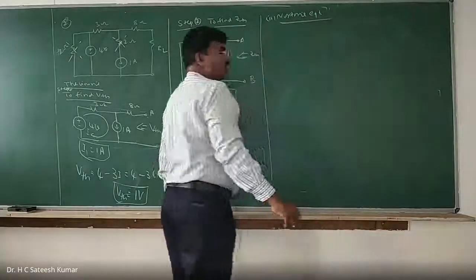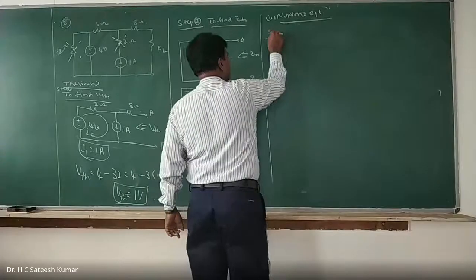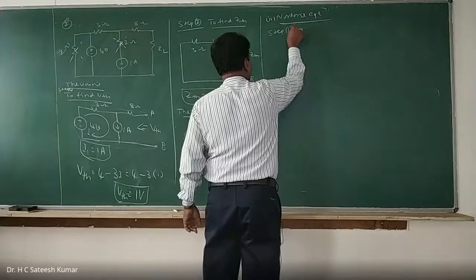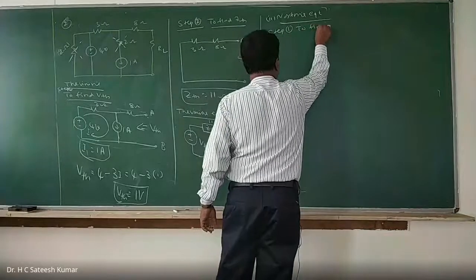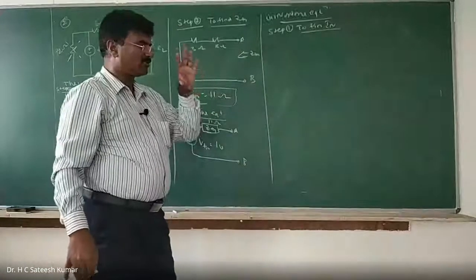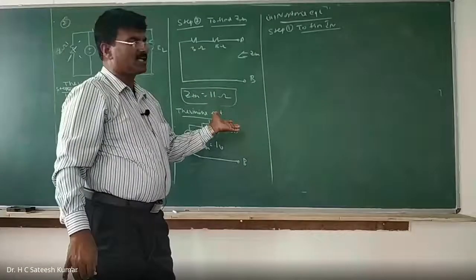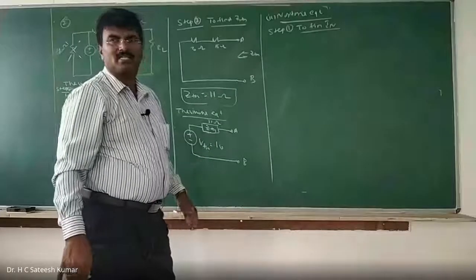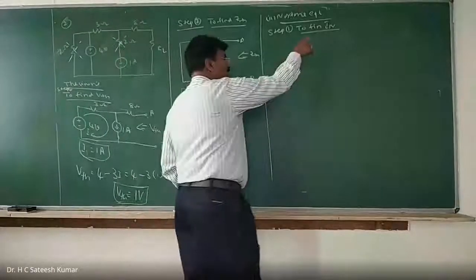Norton's equivalent. Step 1, what should you do? Step 1, find IN. What does Norton's theorem say? Any linear bilateral multi-source network with the terminal AB can be replaced by a current source in parallel with an impedance. IN is nothing but the short circuit current.